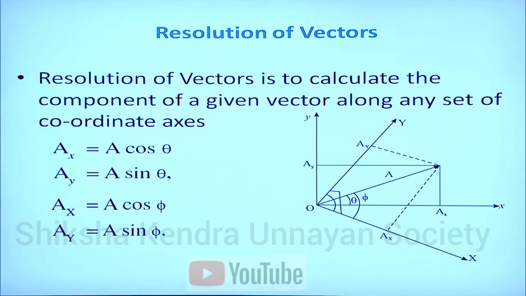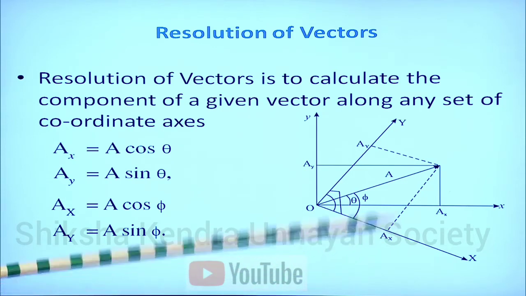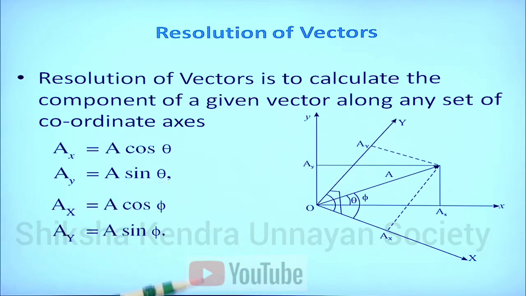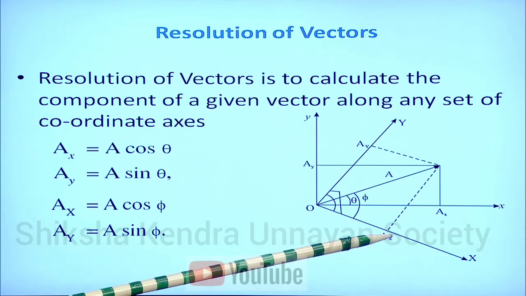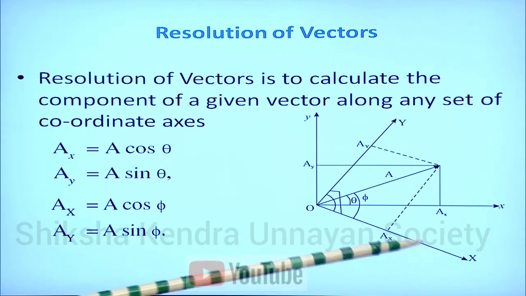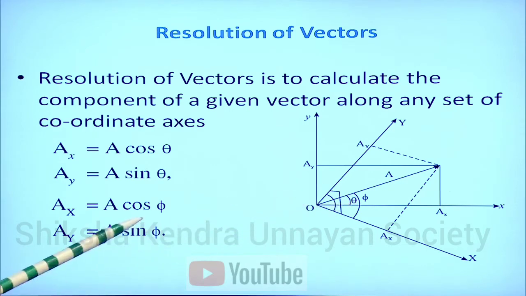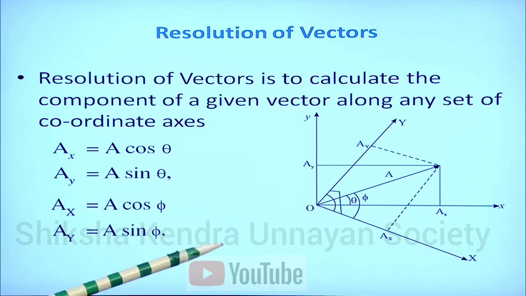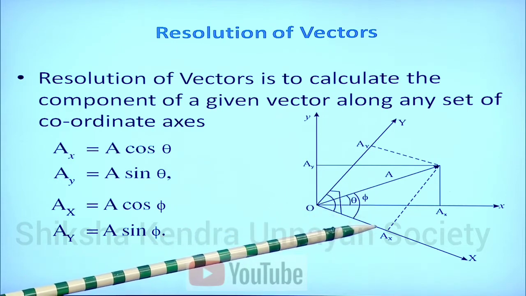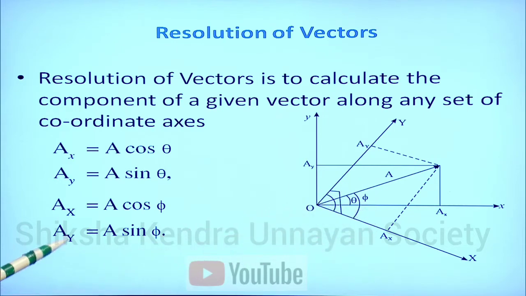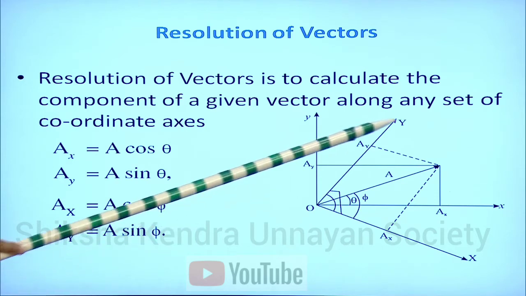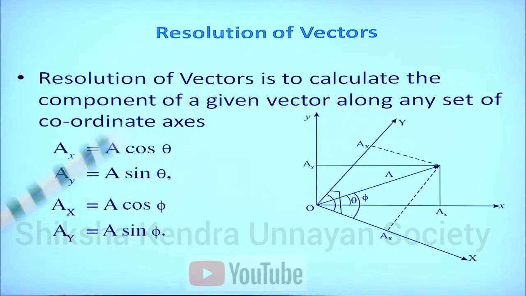If we change the coordinate axes, that is the x axis and y axis, then the components will change. So now Ax, the component of A along this x axis, is equal to A cos phi. What is phi? Phi is the angle between vector A and the x axis. Similarly, you can find out Ay, the component of vector A along the y axis, as A sin phi. So this is how we can find out the component of any vector in any set of coordinate axes as Ax and Ay.